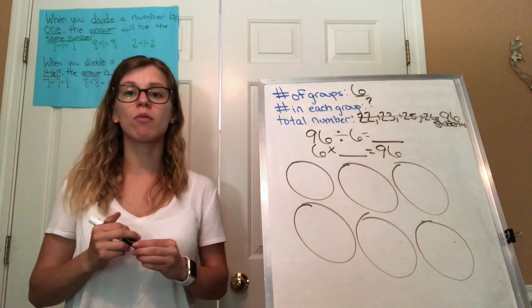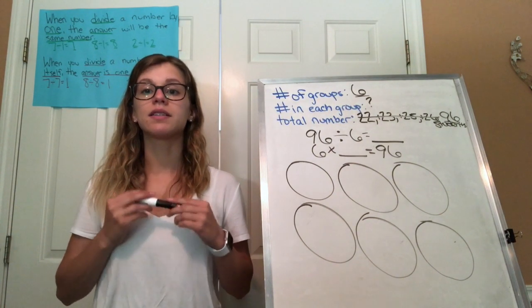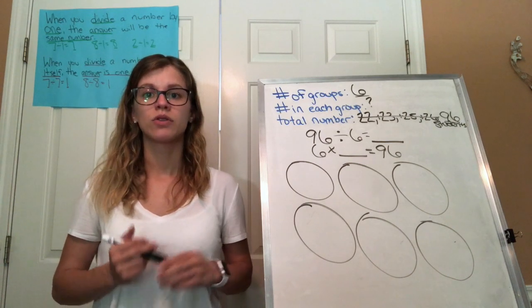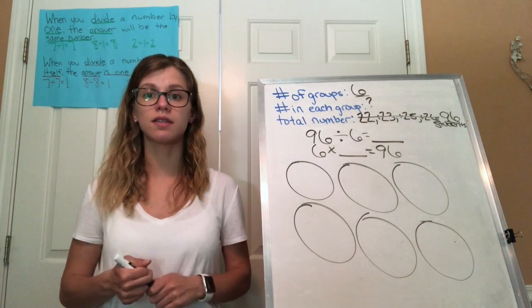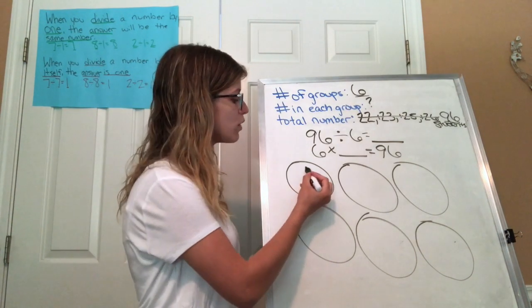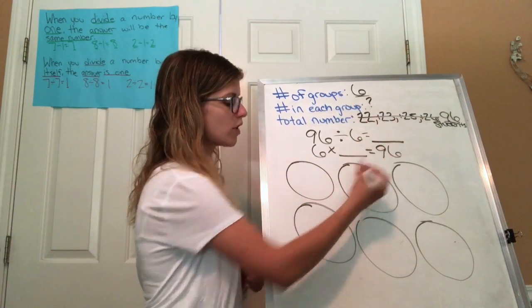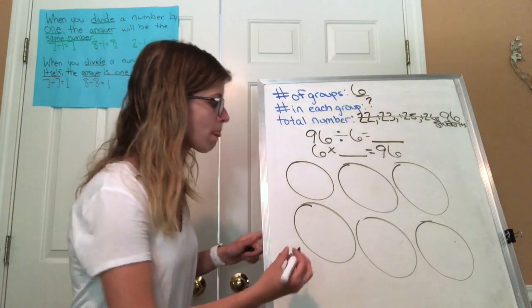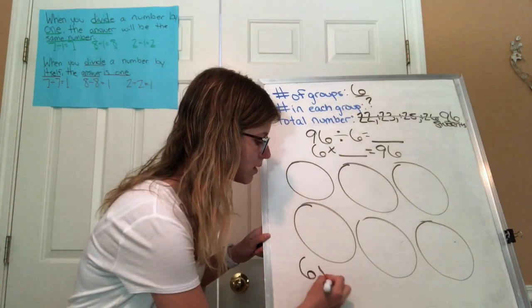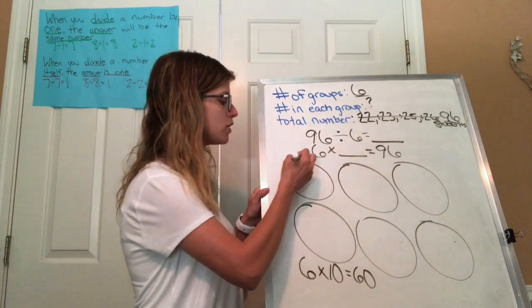So I'm going to think of something that I can multiply with 6 that is still less than 96. So what I know is that 6 times 10 is 60. So I know that I can put 10 in each group before I go over my total number, because my total number of 96 is the max I'm going to have. So I'm going to first do 6 times 10, which I know will equal 60. So I'm going to put 10 in each group.